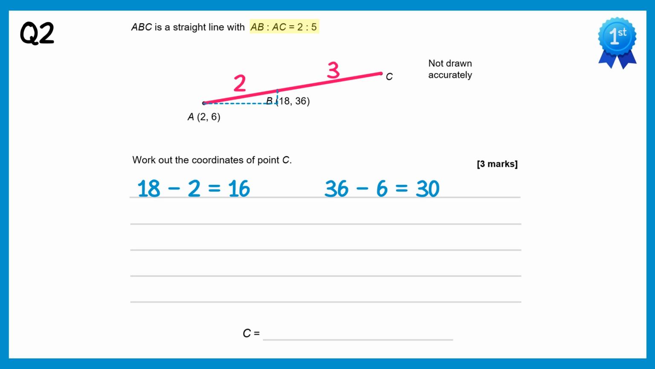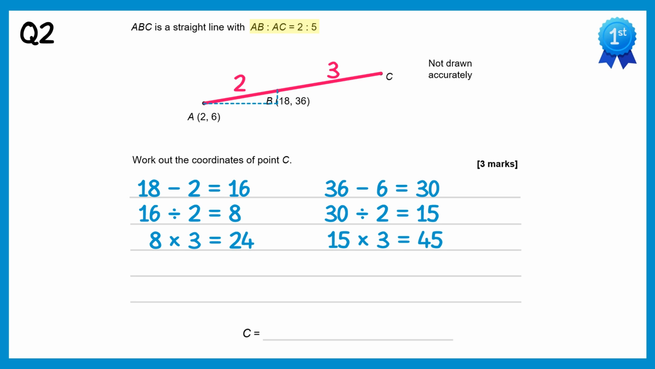Now remember, this line represents 2 parts of our ratio, so if we half both of those, we'll get 1 part. So let's half 16 to get 8, and half 30 to get 15. This means 1 part must be 8 across and 15 up. Now we want 3 parts to get from B to C, so we can multiply these by 3. So 8 times 3 is 24, and 15 times 3 is 45. This means to get from B to C, you would go right 24 and up 45.